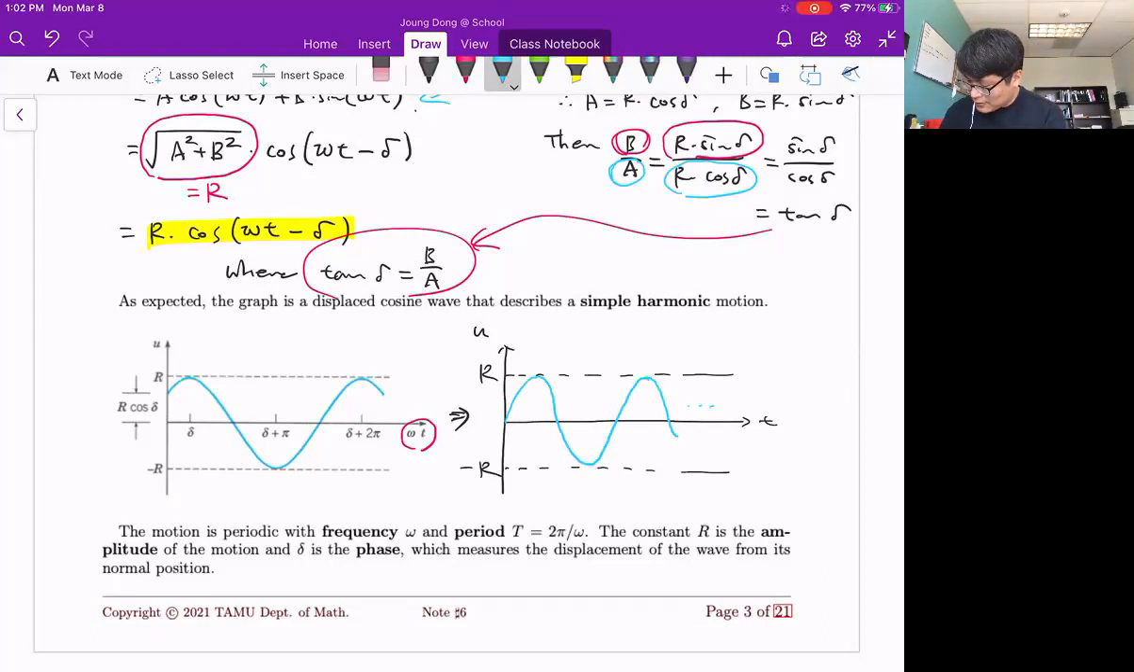Then your starting point is not delta, but we can write it as delta over omega, because your t-axis is not omega t anymore, but t, right? Then we can also talk about the period, which is delta over omega plus 2 pi over omega. That is your period. And then the frequency is definitely omega, and the phase is delta, okay?